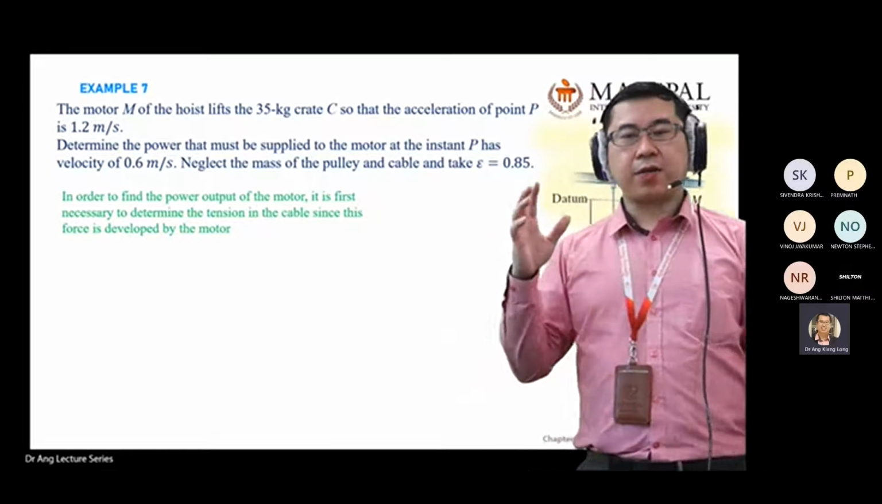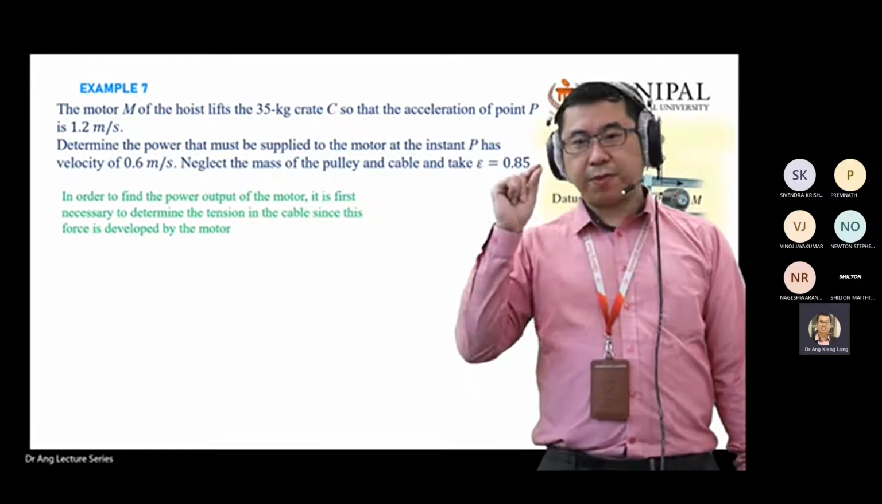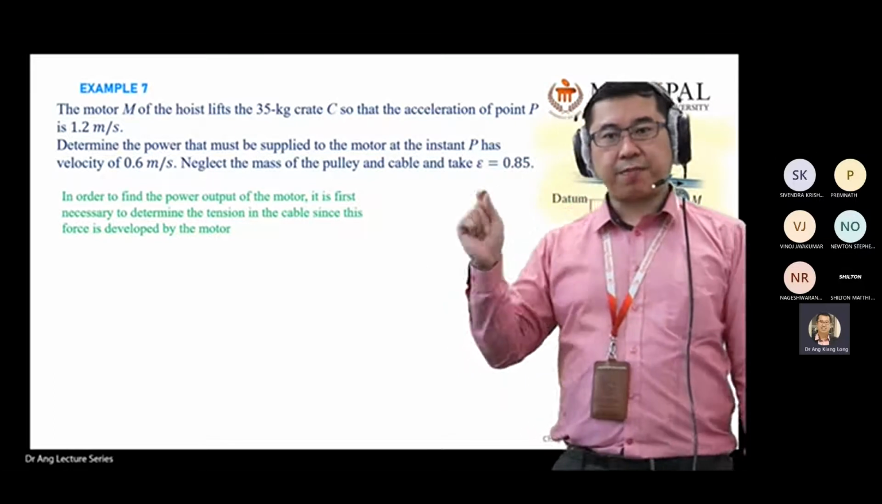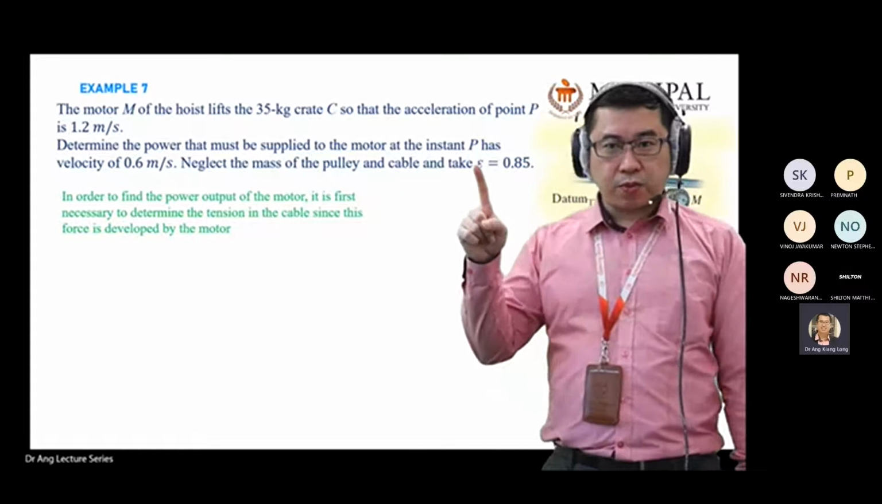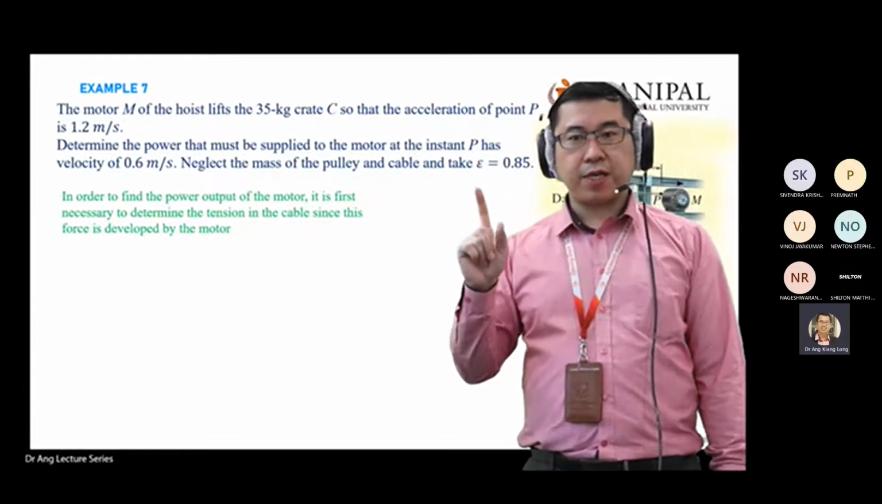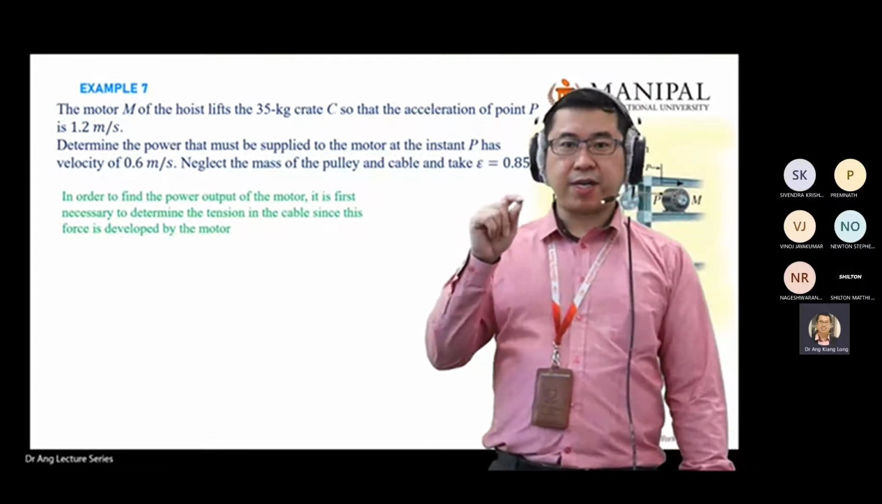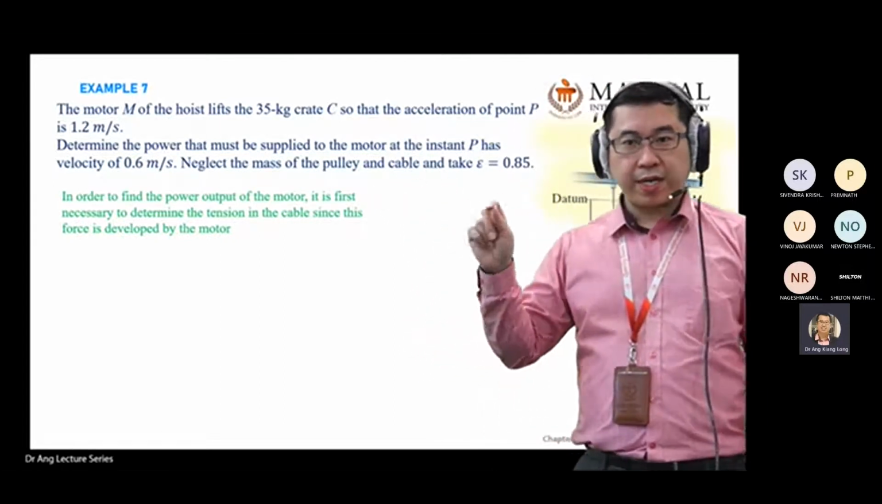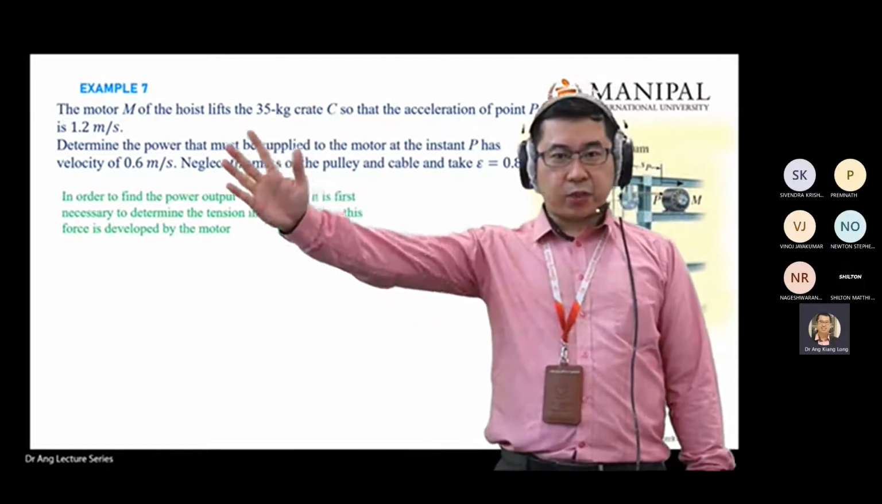In test or in your exam, you won't see this symbol. I will just mention efficiency, how many percent. So in your calculation, you have to change the efficiency word, or if you forget about this symbol, it's fine. You just write efficiency equal to what, then write your calculation.